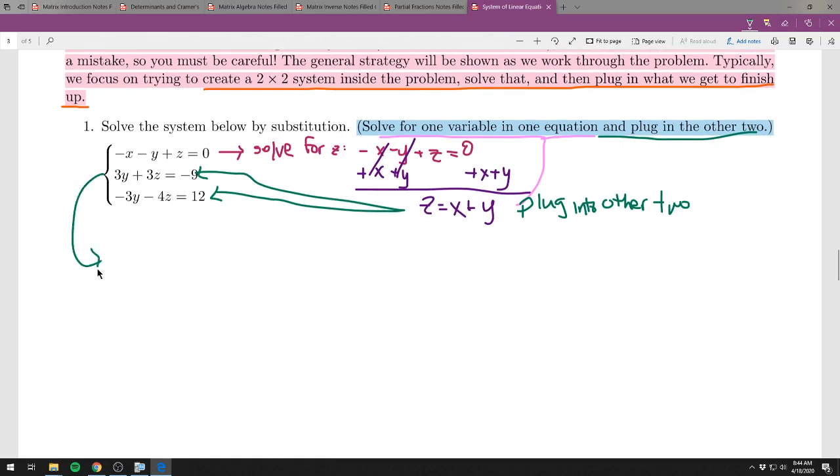The second equation, we got 3y plus 3z, which is x plus y, equals -9. And in the third equation here, we got -3y minus 4 times z, which we're using as x plus y, equals 12.